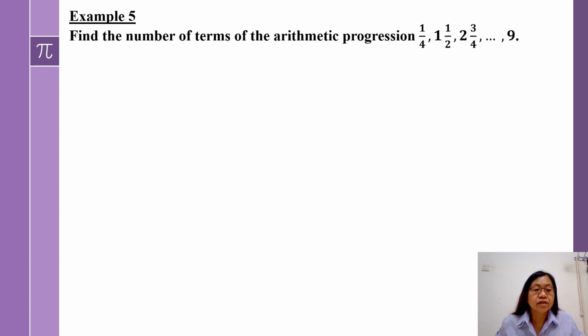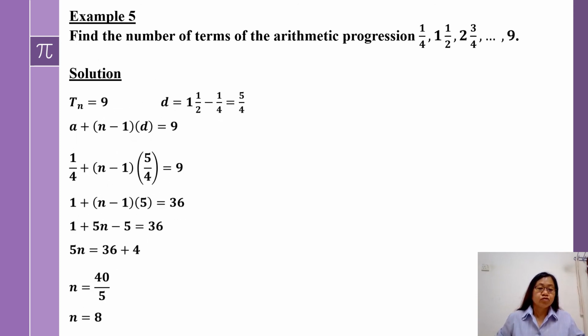Okay, the next example. Find the number of terms of the arithmetic progression 1 over 4, 1 and 1 over 2, 2 and 3 over 4, and the last term here is 9. Okay, the solution. Tn is 9. D, you can use T2 minus T1: 1 and 1 over 2 minus 1 over 4, answer 5 over 4. So by using the formula, A plus (n minus 1) times D equals 9. Substitute A with 1 over 4, D is 5 over 4, and Tn is 9. So you can find your n. So your n is 8.